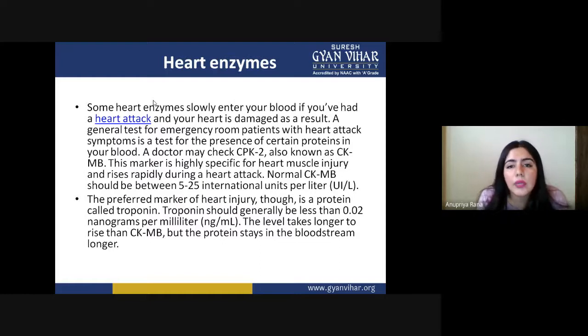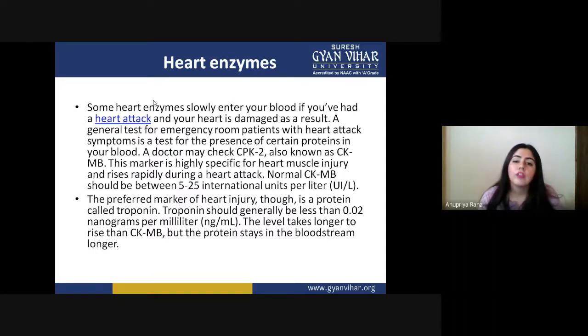Some heart enzymes slowly enter your blood if you have a heart attack and your heart is damaged as a result. Basically, these enzymes slowly enter into your blood when you have a heart attack. A general test for an emergency room patient with heart attack symptoms is a test for the presence of certain proteins in your blood. A heart attack is indicated when we see that these certain proteins have increased inside the blood. So, what are the checks the doctor is going to do here?